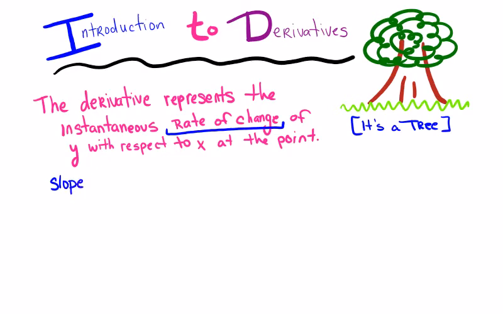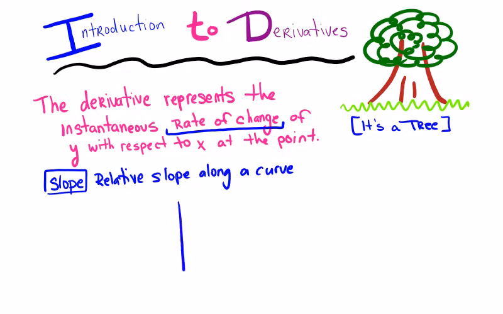So what happens is that the derivative is helping to give us the relative slope along a curve. So relative slope along a curve. So what does that mean?